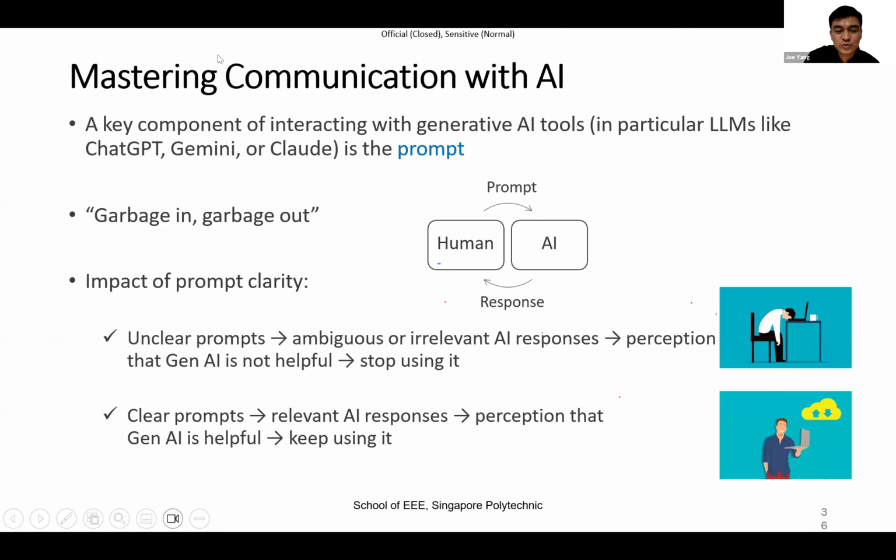Next, it's good to master communication with AI. A key component of interacting with Gen AI tools, like language models such as ChatGPT, Gemini, or Claude, is prompts. In order to communicate well with the AI, you must know how to craft your prompts. Computer systems are like garbage in, garbage out, and this applies to AI also. If you train AI with a lot of garbage, a lot of garbage will come out. Same thing for prompts and responses.